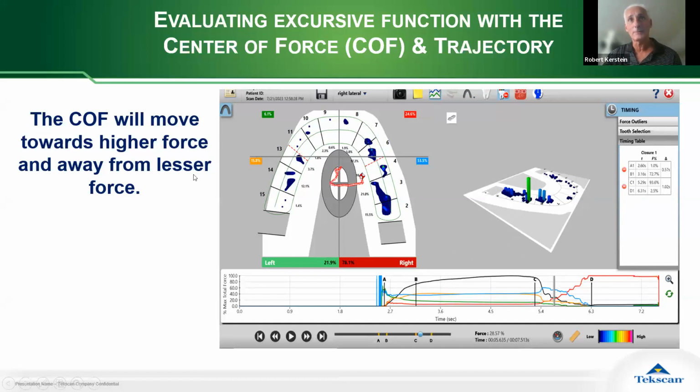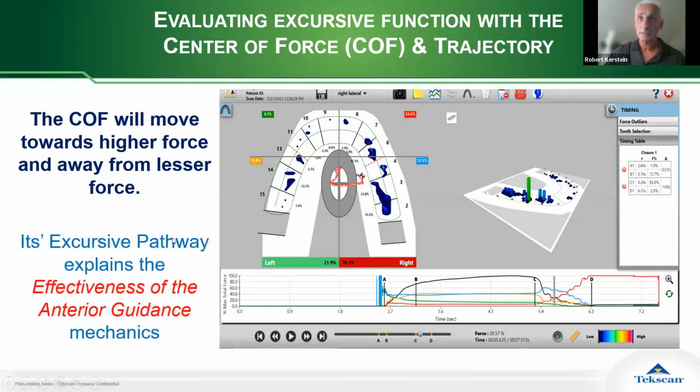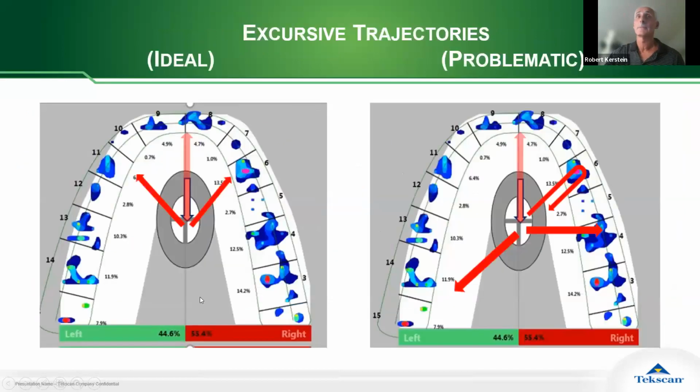So you'll understand the center of force. The center of force moves towards higher force and away from lesser force. It's not the patient moving in those directions. Many times it is, but many times it isn't. It's force changes at the tooth level, rubbing together, transitioning, that cause the center of force to move around the dental arch. And its excursive pathway, that's this piece, not the closure pathway, explains: does the anterior guidance mechanism really work? Right? And there are many different shapes that are repetitive that the COF takes that show you problems in the occlusion.